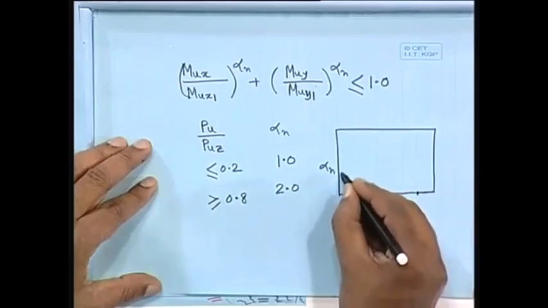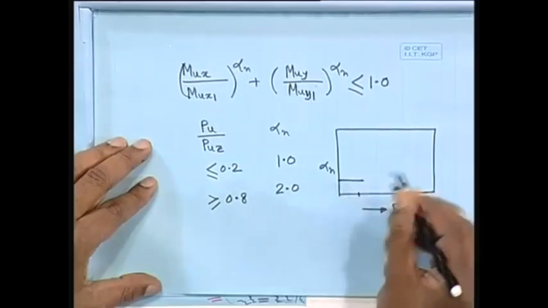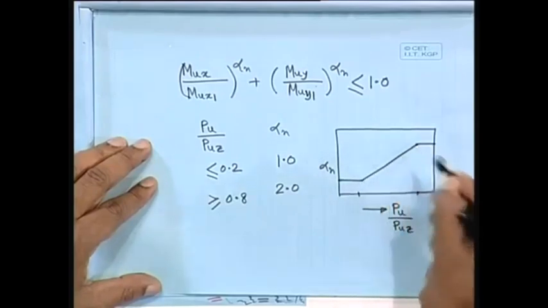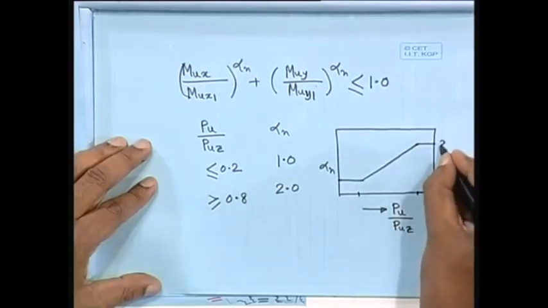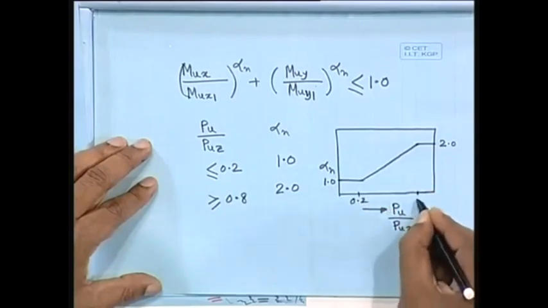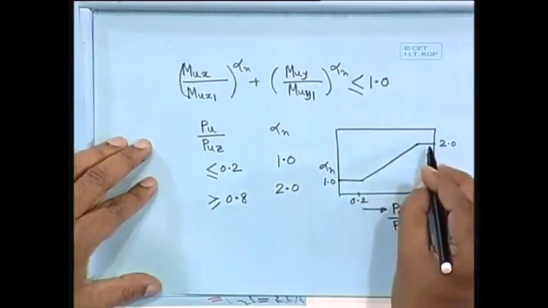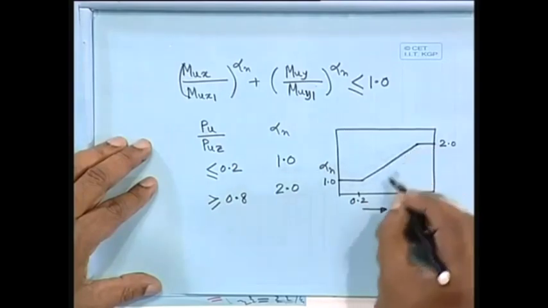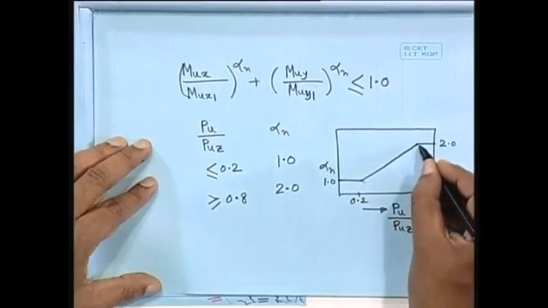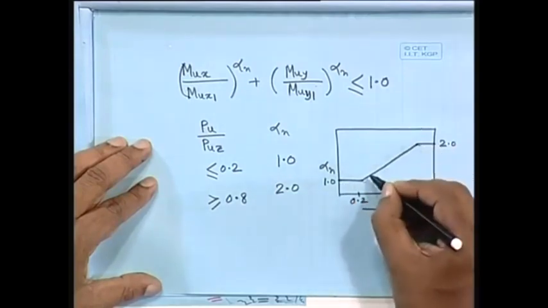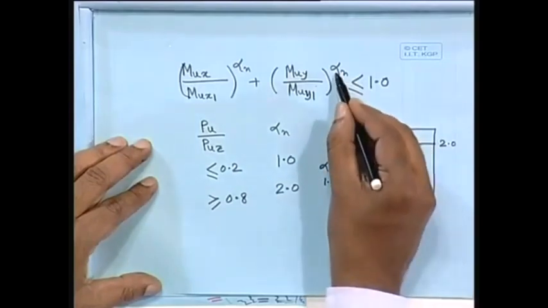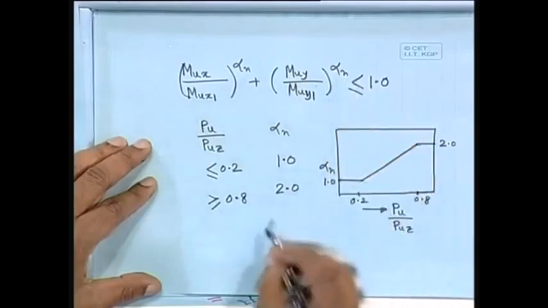Let us say this is your 1 and this one is 2. So the curve comes like this. This is your 2, this is your 1, and this is your 0.2 and this is your 0.8. That means this is the interpolation you can do. If it is less than or equal to 0.2, it is 1. If it is greater than or equal to 0.8, then it is 2. In between, you simply linearly interpolate the value of alpha n, which you have to put in here. But what about your Puz?